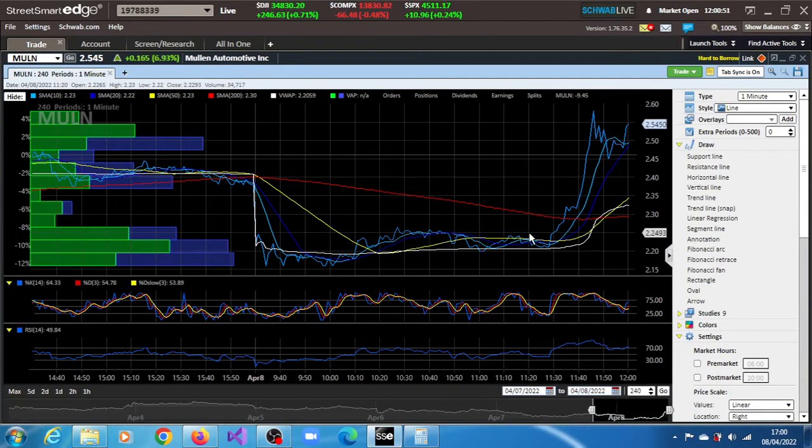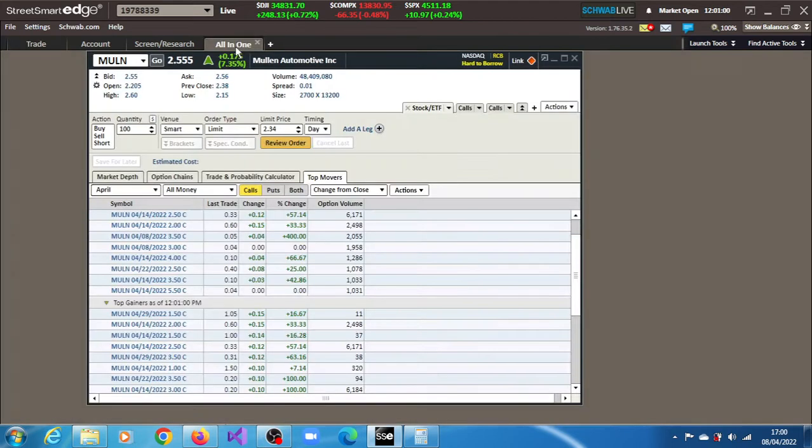MULN stock. It seems there is a temporary reprieve at the moment. We can see that the volumes have dropped. The volumes are not as high as they were before. This is regarded as below average. I think the average volume is about 82 million.